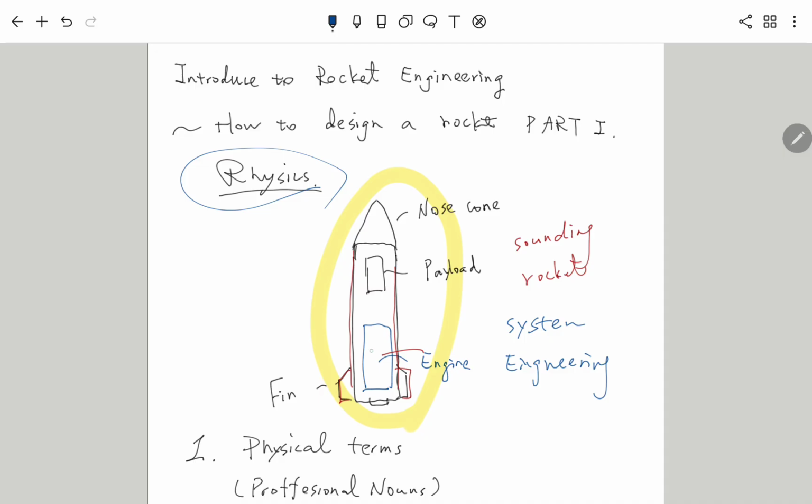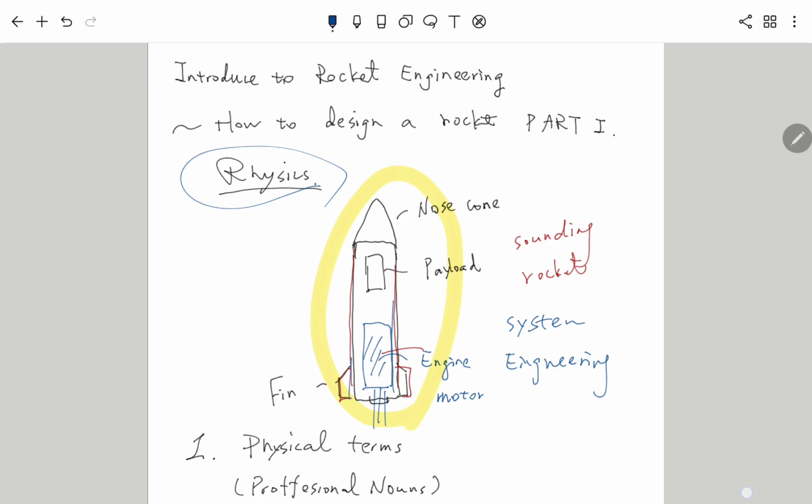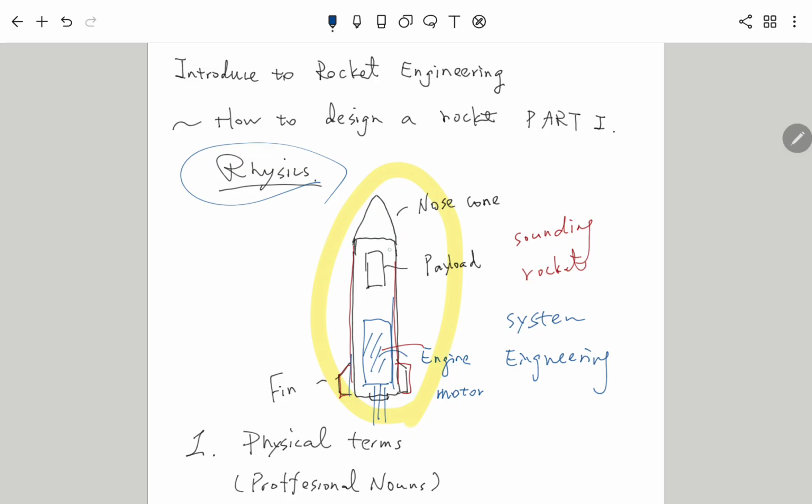And we have the engine system, or so-called motor. It provides the thrust, and we have the structure over here, and of course we have the nose cone, the payload and the fin. Of course, we introduced the sounding rocket for now, which is smaller, and the altitude will become less than 100 kilometers. And today's point is I would like to introduce how do we design such a rocket.